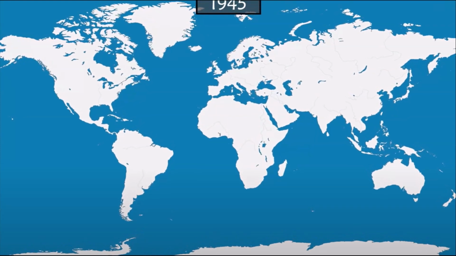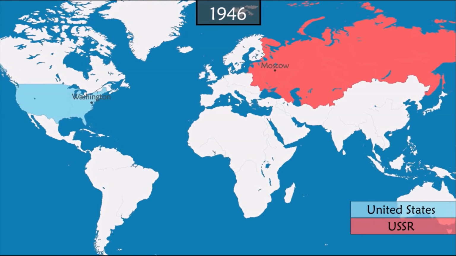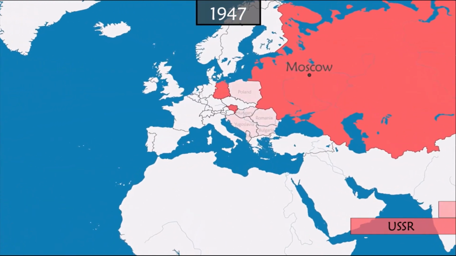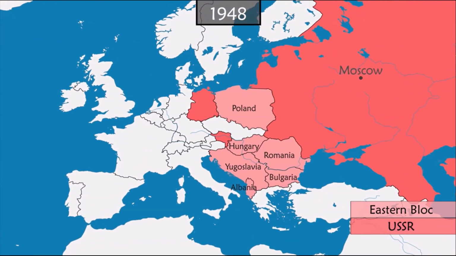We begin at the end of World War II. Among the victors, the USSR and the United States are now the two world superpowers. Europe is devastated. The east of the old continent is under the influence of the Soviet Union.